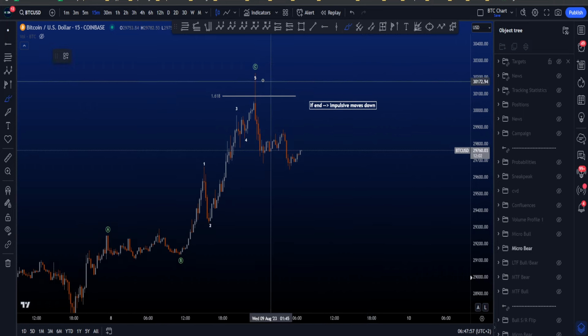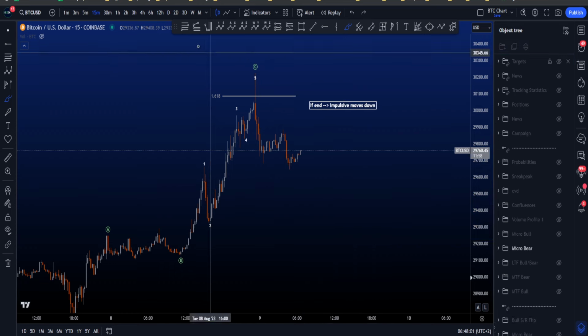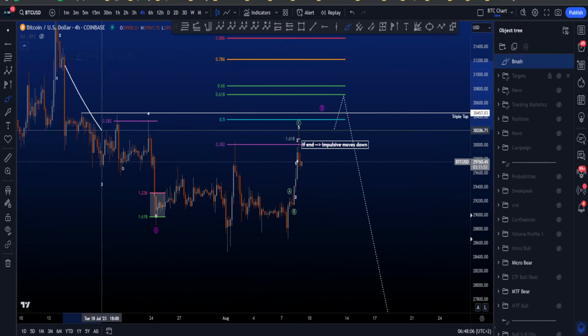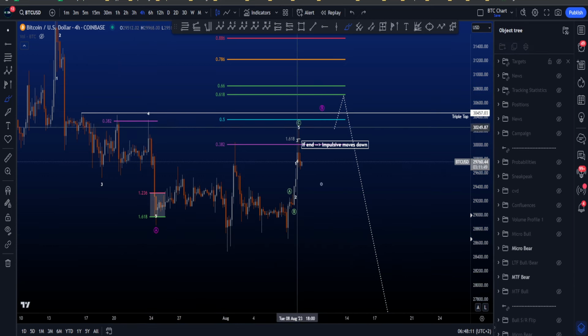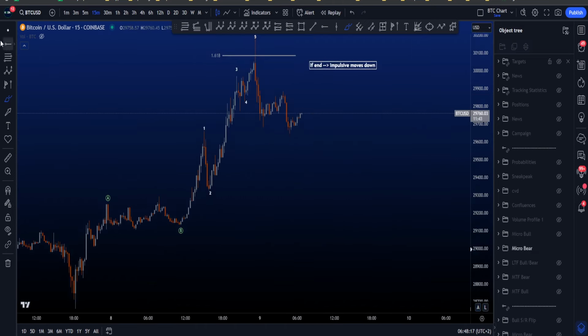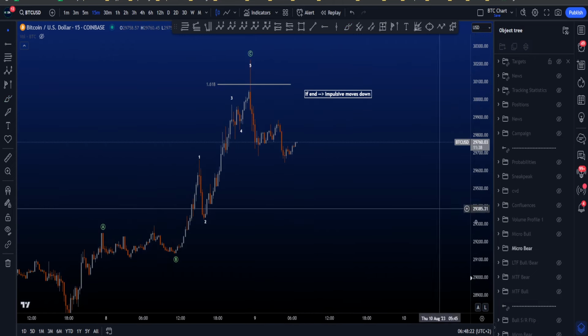Now if we are done looking for the end of wave C, we now want to see impulsive structures to the downside, because on the medium time frame, in the bearish scenario, we are looking for a 5-3 ending, and a 5 to the downside. So you want to see impulsive structures to the downside. You don't want to see corrective structures to the downside. So that is something we have to keep in mind when observing price action today over here as well.